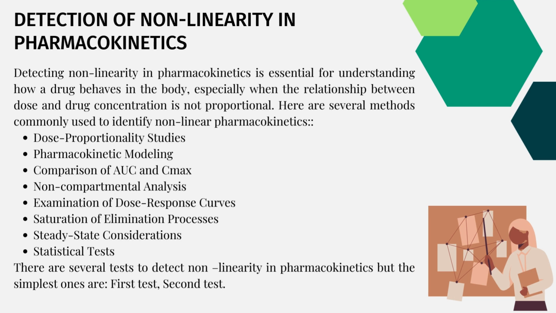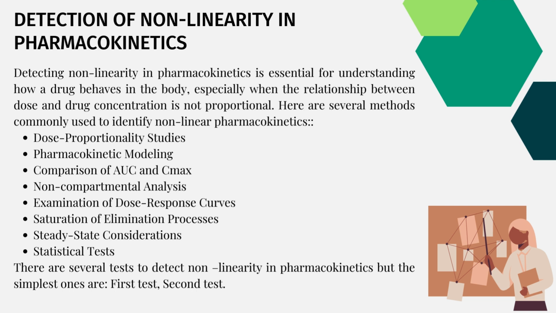Detecting nonlinearity in pharmacokinetics is essential for understanding how a drug behaves in the body, especially when the relationship between dose and drug concentration is not proportional. Here are several methods commonly used to identify nonlinear pharmacokinetics: dose proportionality studies, pharmacokinetic modeling, comparison of AUC and Cmax, non-compartmental analyses, examination of dose-response curves, saturation of elimination processes, steady-state considerations, and statistical tests.